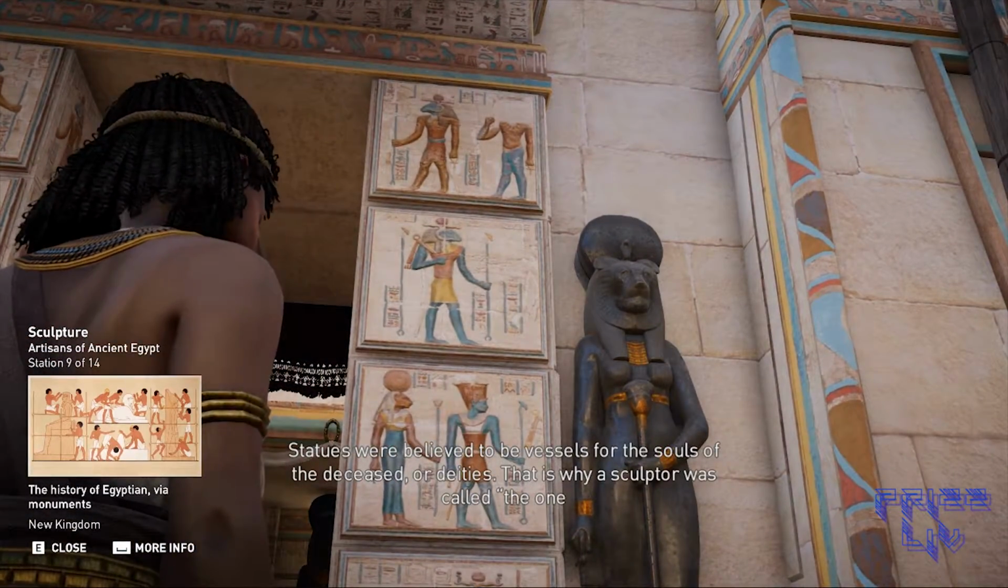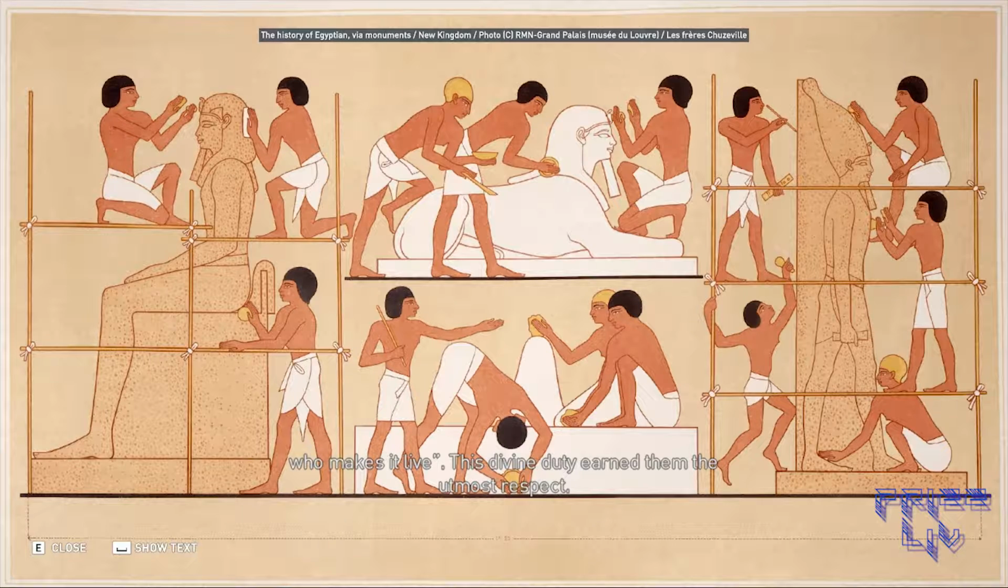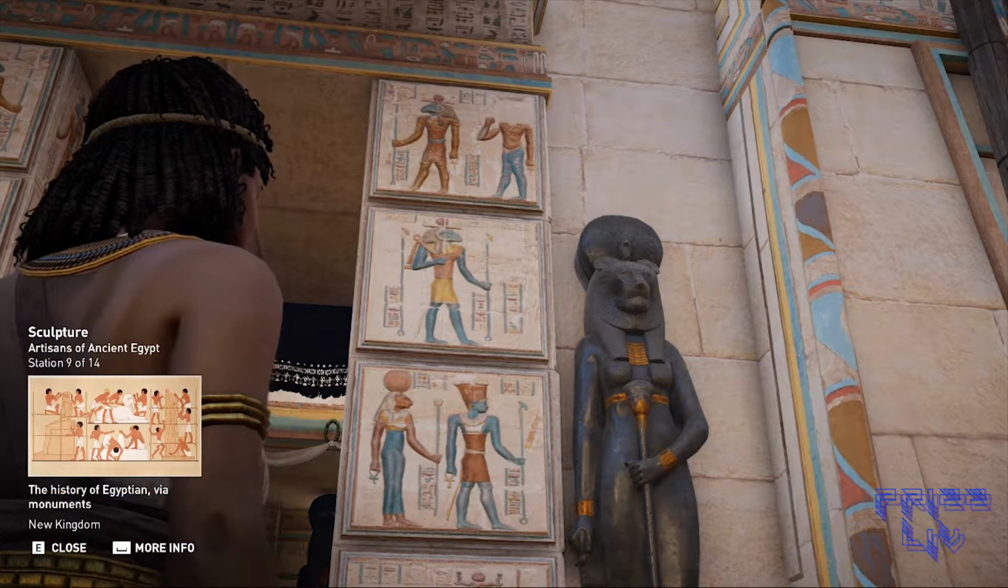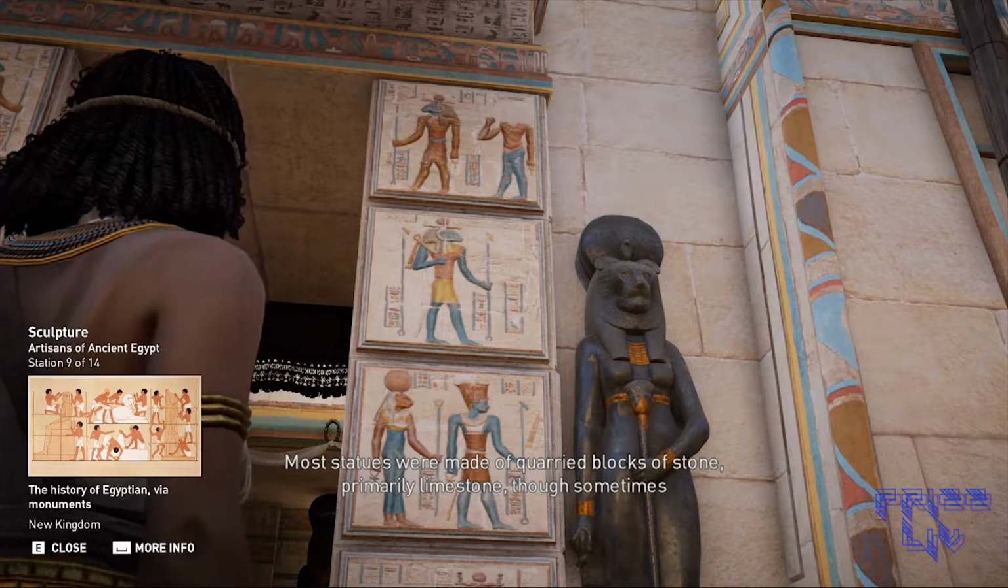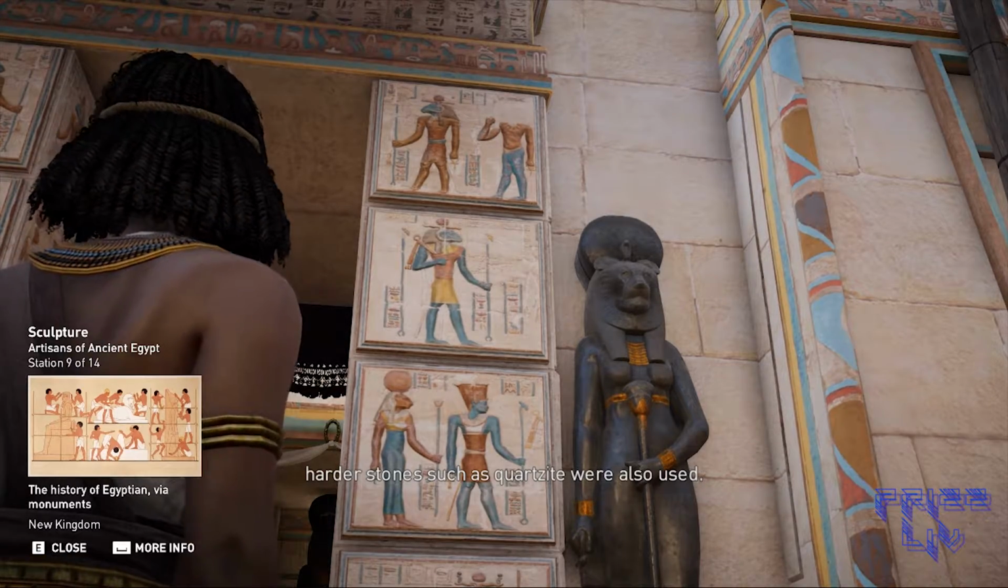Statues were believed to be vessels for the souls of the deceased, or deities. That is why a sculptor was called the one who makes it live. This divine duty earned them the utmost respect. As with a relief, creation of a sculpture began with a drawing. Most statues were made of quarried blocks of stone, primarily limestone, though sometimes harder stones such as quartzite were also used.